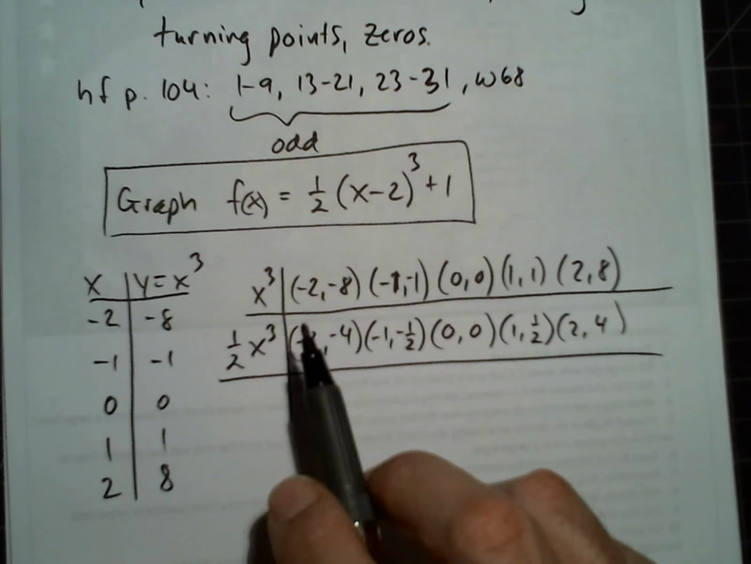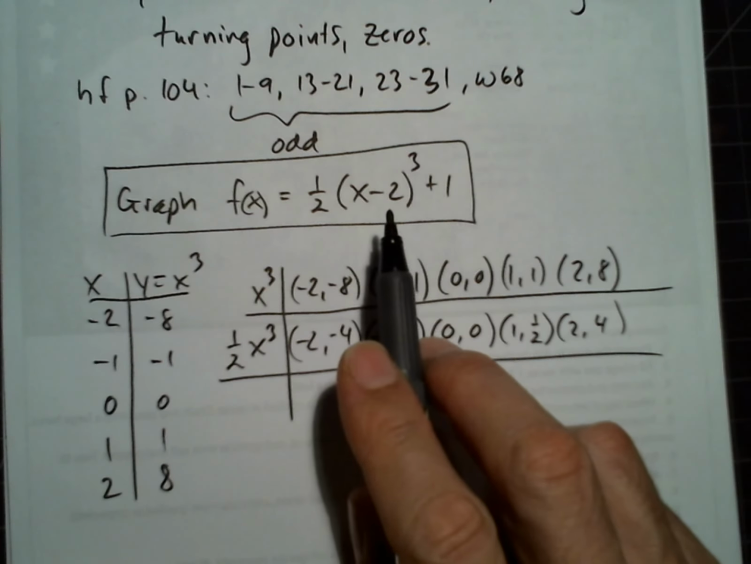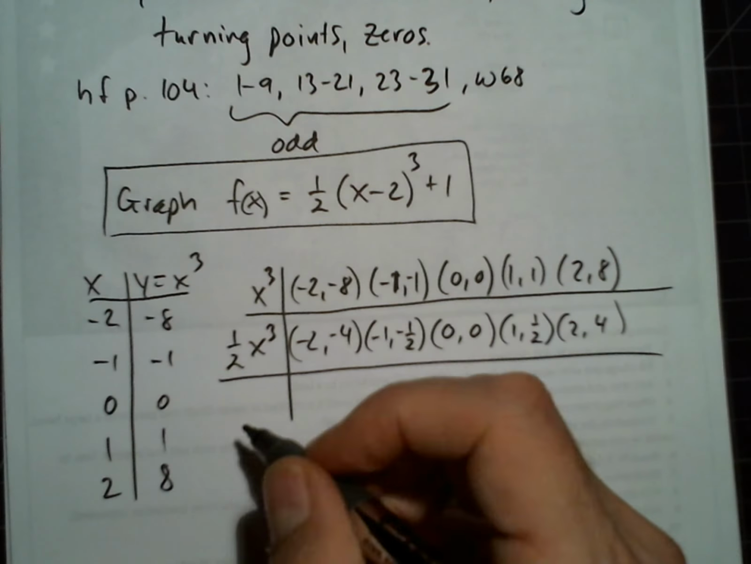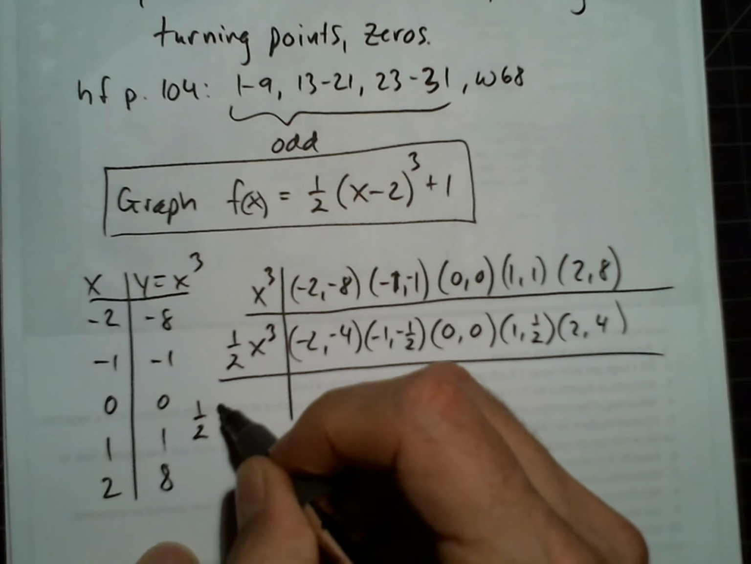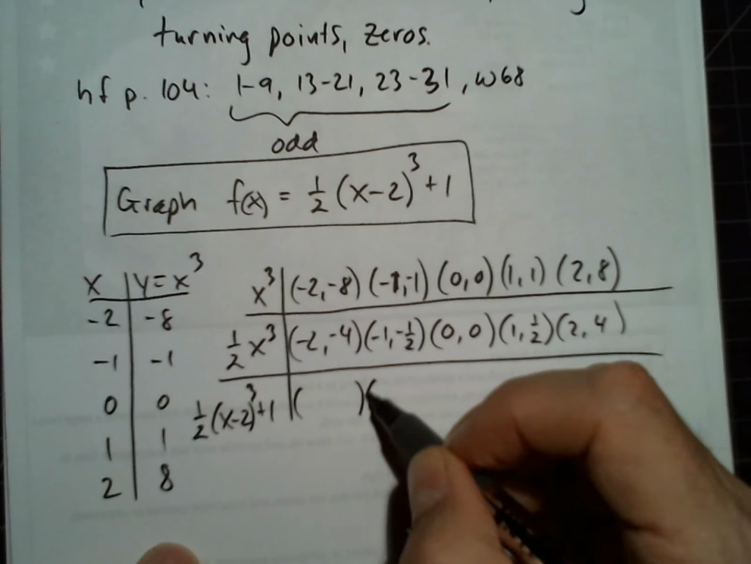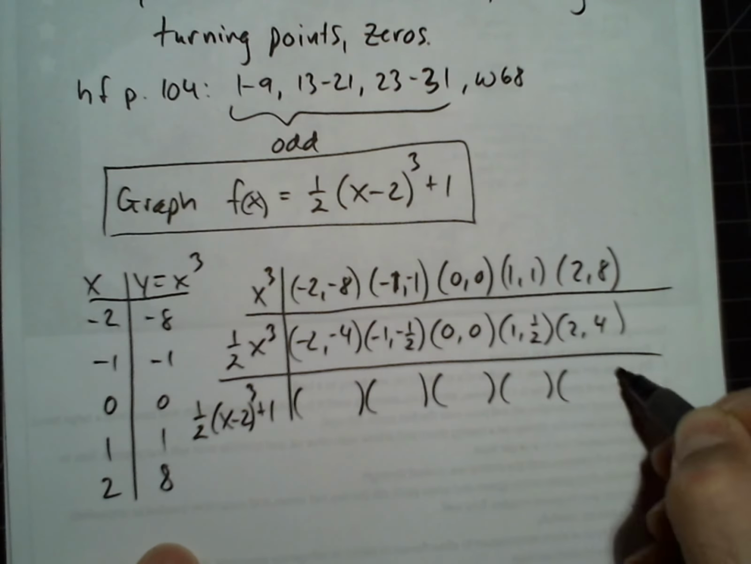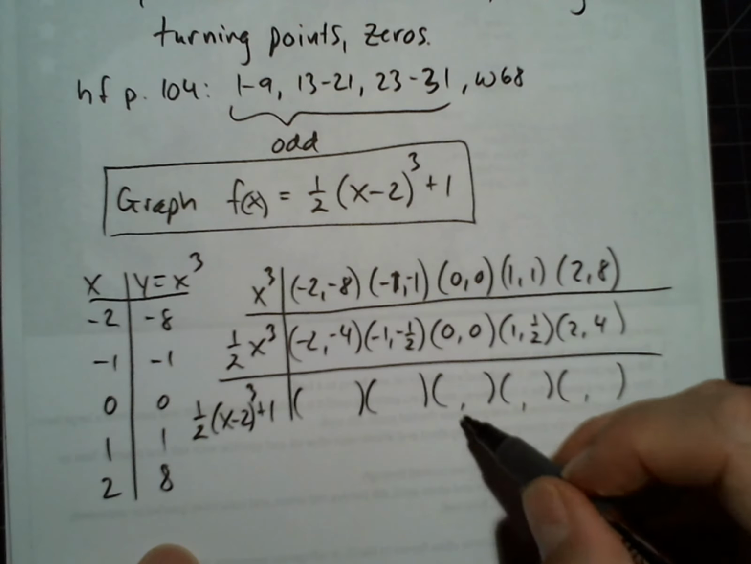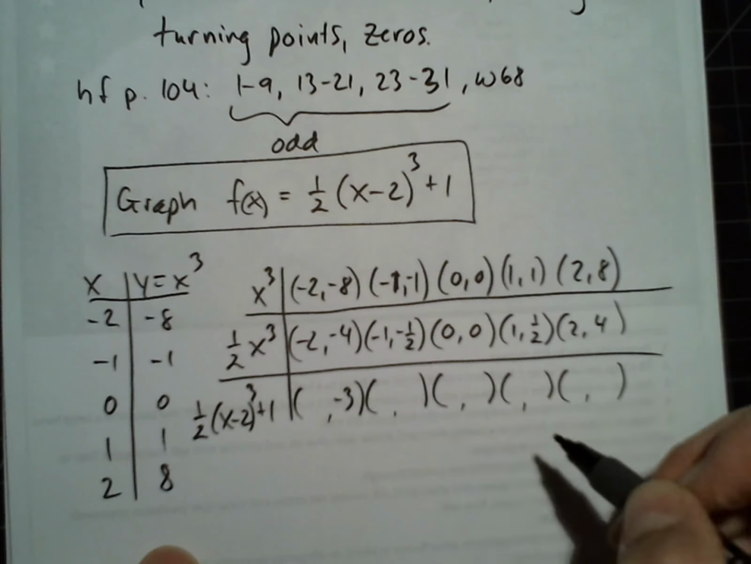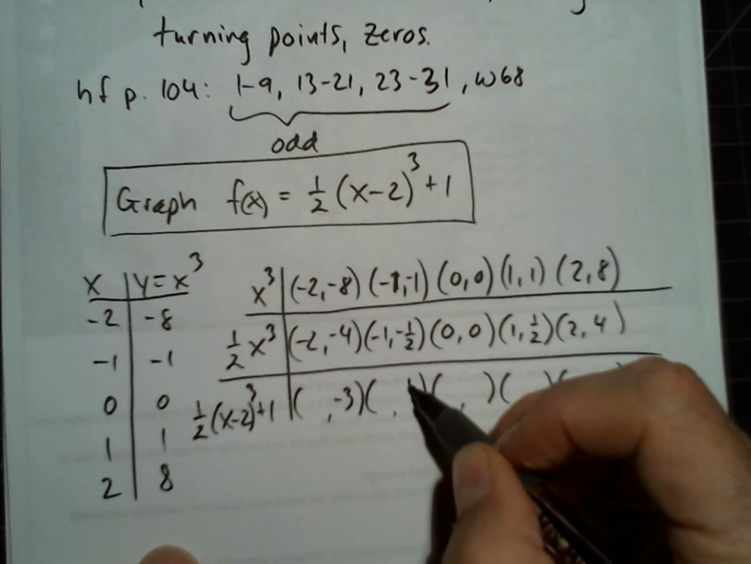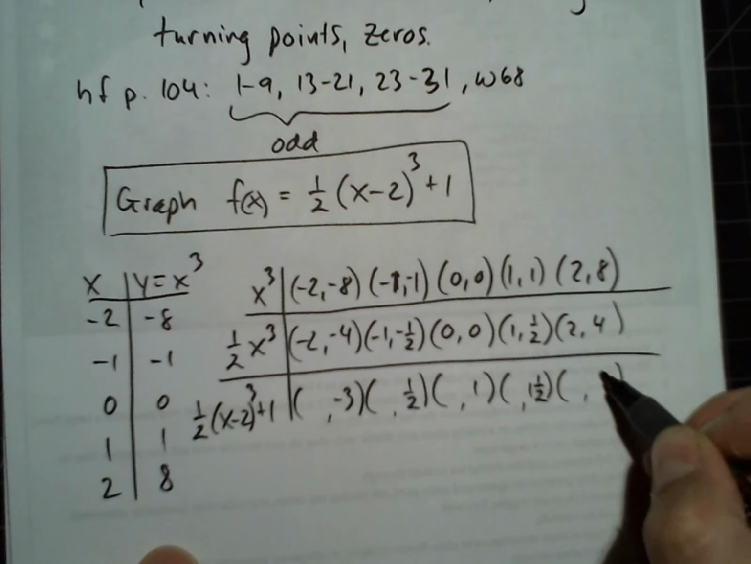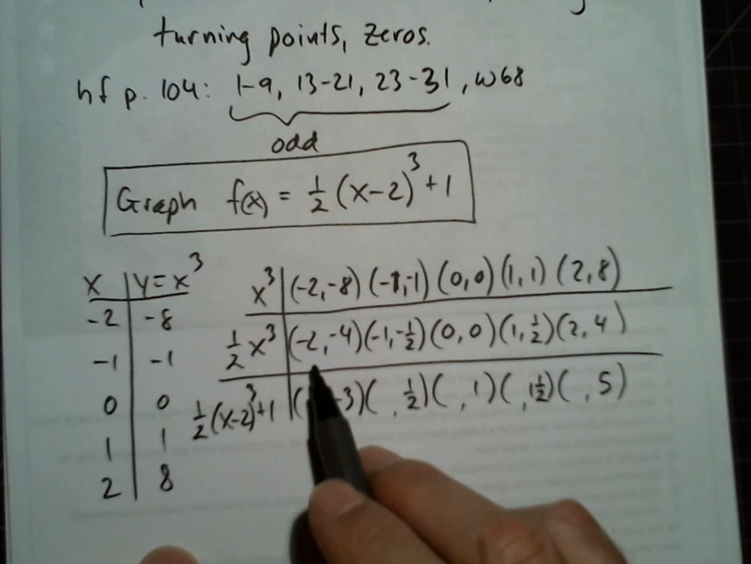And then we have to add 2 to the x value and add 1 to the y value. Add 1 to the y value. And then we're going to add 2 to the x value.